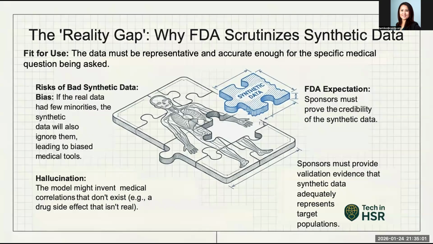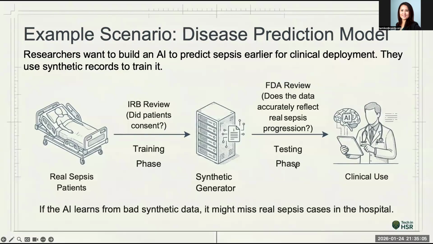So let's look at how this plays out in practice with a real world example. Researchers want to build an AI tool to predict sepsis earlier, and they use synthetic records to train it. Here's how this flows through both regulatory domains. First, the training, right? Real sepsis patients are in a hospital bed. Their data is used to create synthetic training records.